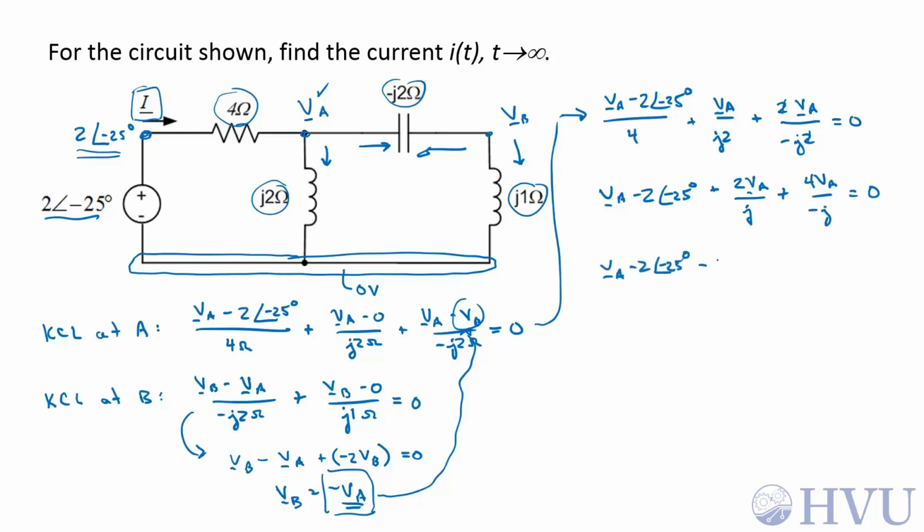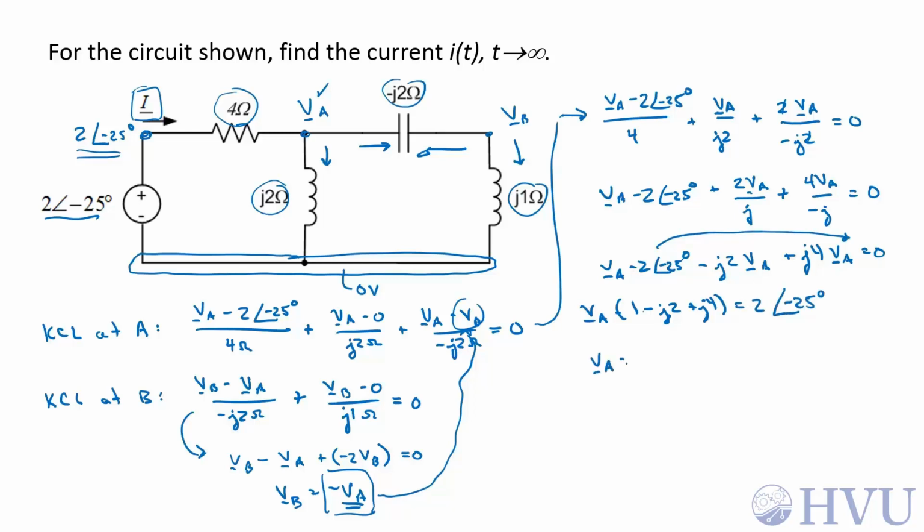Moving this J into the numerator makes it a negative J, so minus J2 V sub A. This moved into the numerator becomes a negative of a negative J, so that's plus J4 V sub A is equal to 0. So grouping the V sub A's, V sub A times 1 minus J2 plus J4, and then moving that over to the right-hand side is equal to 2 at an angle of minus 25 degrees. So V sub A is equal to 2 at an angle of minus 25 degrees over 1 plus J2.